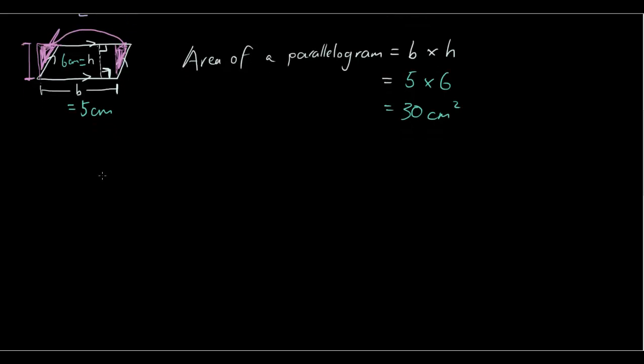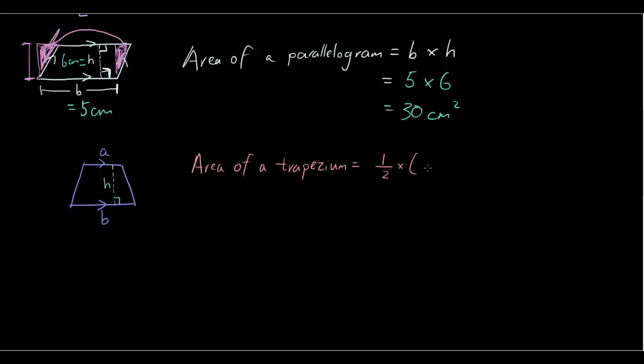Now let's do a trapezium. Now a trapezium only has one pair of parallel sides. The other pair of lines do not need to be parallel. So let's say the parallel sides, I'm going to label their lengths as A and B. We also have a perpendicular height, which I'm going to label H. And the area of a trapezium is half times bracket A plus B times perpendicular height.